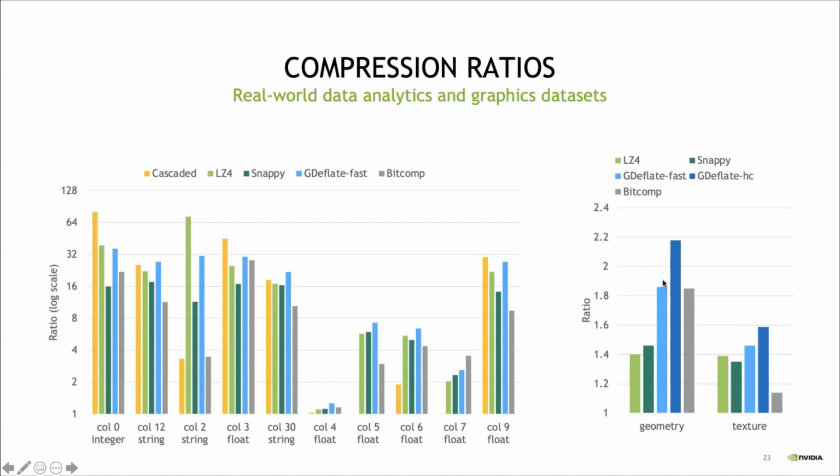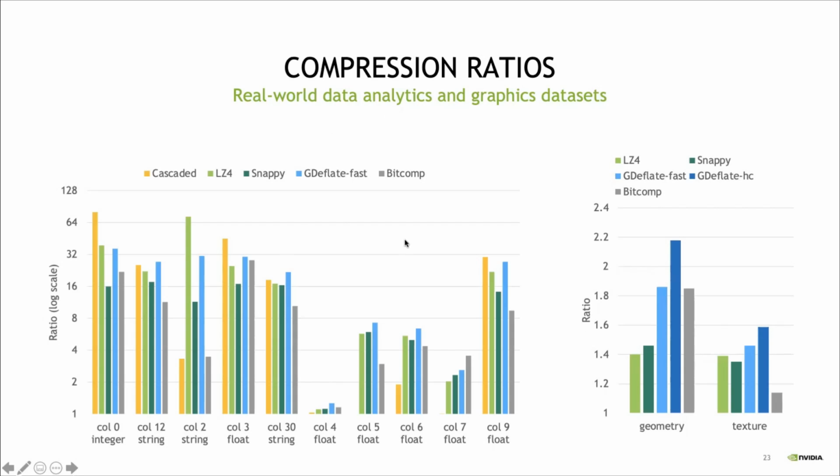And gdeflate works really well. It's up to 2.2 maybe. And we have like 2 different ways to compress, it's like a fast and HT. And this is essentially the same ratios as deflate for this data set. And then BitComp, it's pretty decent for geometry, as you can see here. And then for textures, it doesn't really compress things well.